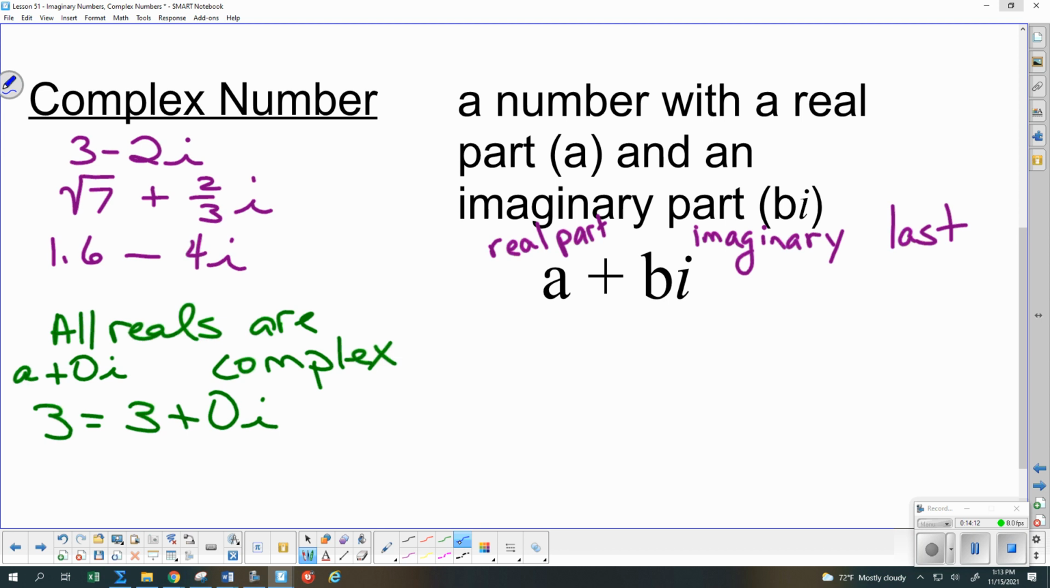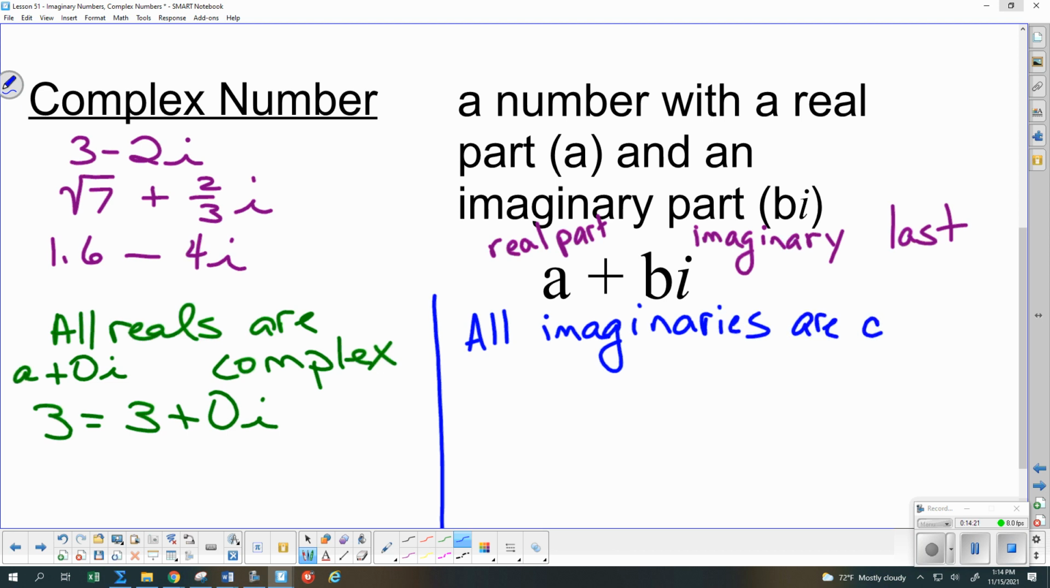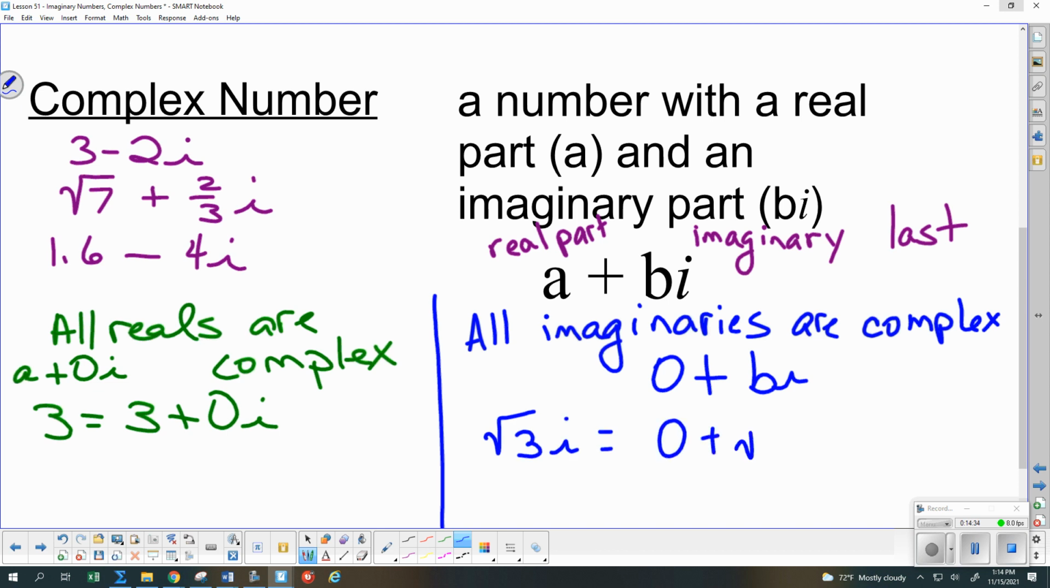And for that matter, I could also say that all imaginaries are complex if I think of those as 0 plus something times i. So root 3 i is 0 plus root 3 i. When I write it as root 3 i, it's imaginary. When I write it as 0 plus root 3 i, it's complex.